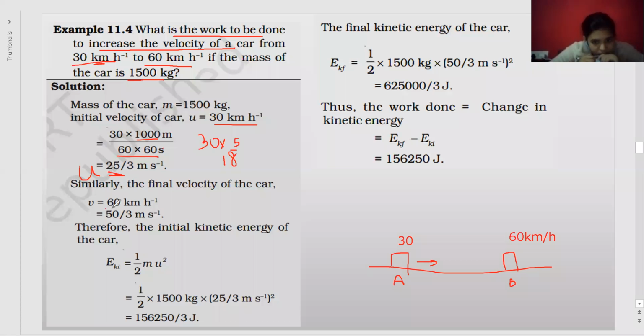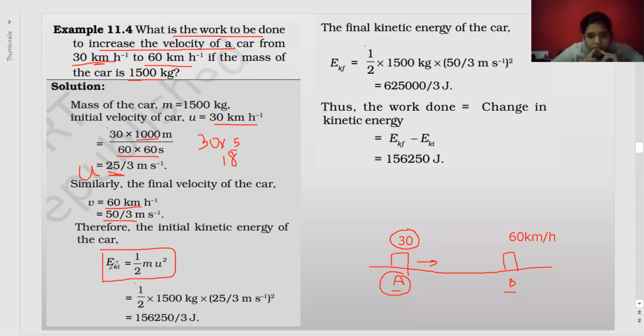Similarly, the 60 kilometer per hour can be converted by multiplying it by 5 upon 18, or that same 1000 upon 60 into 60. We will get 50 by 3 meter per second. Clear? Now, we will find the kinetic energy at both positions, at A and at B. To find the kinetic energy at position A, we will use this number as the velocity.